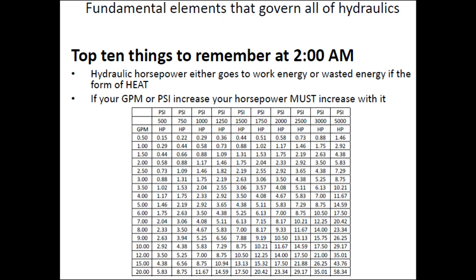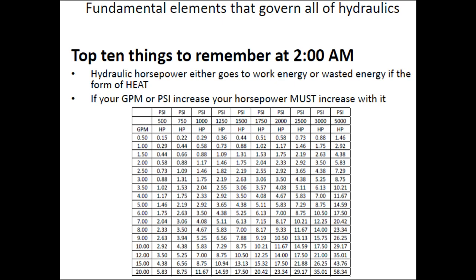So if you look at this chart right here, here's a kind of a neat chart to sort of demonstrate it. You go down the left hand side of the chart until you find 10 gallons a minute, and then you come across to the right until you get under the 1500 psi, and it shows you that you need 8.75 horsepower in order to run that system. Alright, if you double the pressure to 3,000 with the same 10 gallons a minute, you need 17.50 horsepower. So what that shows you, if you double your pressure at the same gallons a minute, you have to double your horsepower as well.